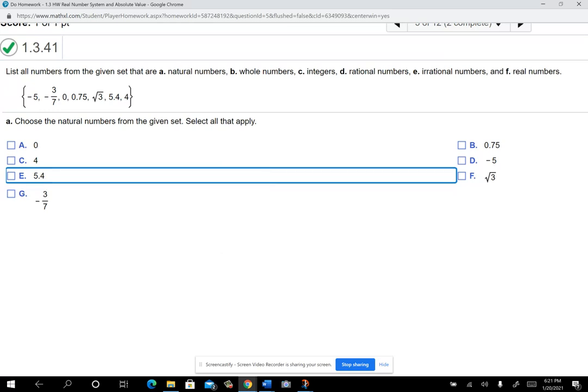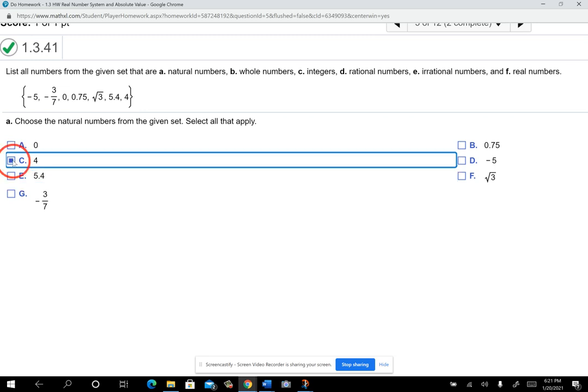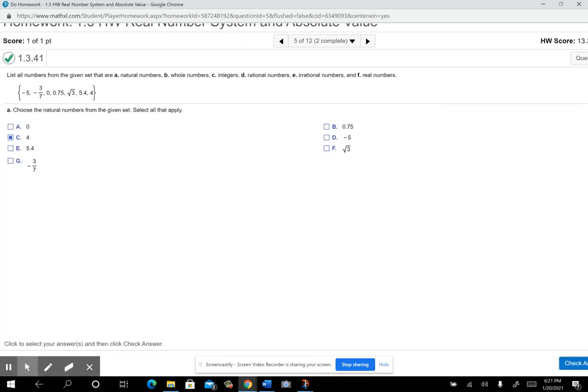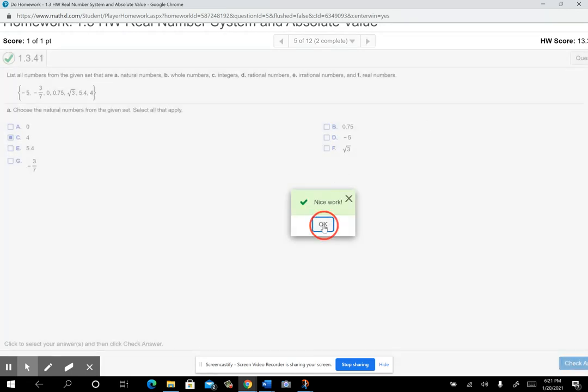All right, so this problem says, list all the numbers that are all these different types. Out of this list, I'm supposed to choose the natural numbers from the given set, and I'm going to choose all of the numbers that are natural. So 4, I just click in the box, and looking at all the rest of these, it's the only one. Once you do that, I'm going to check my answer, and it'll give me the next question.